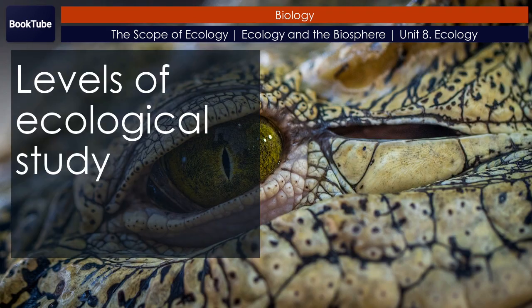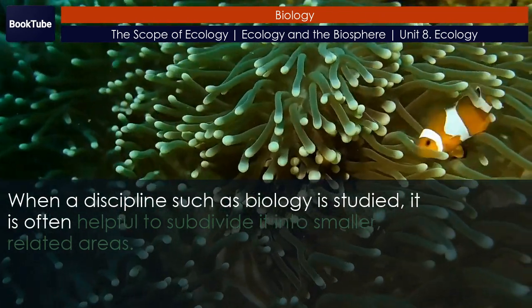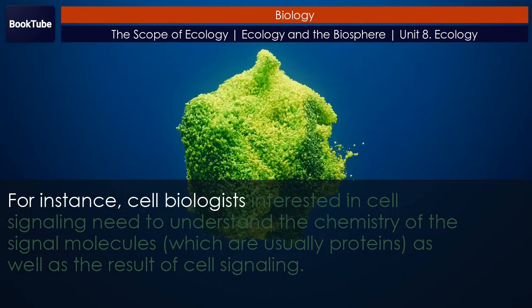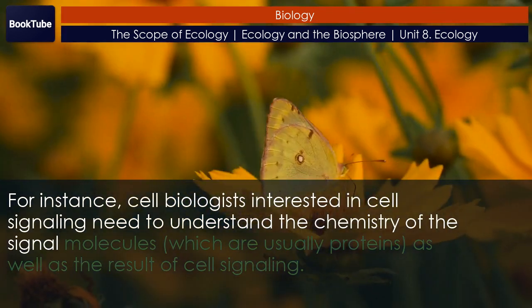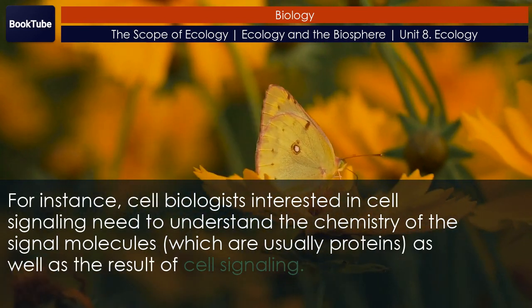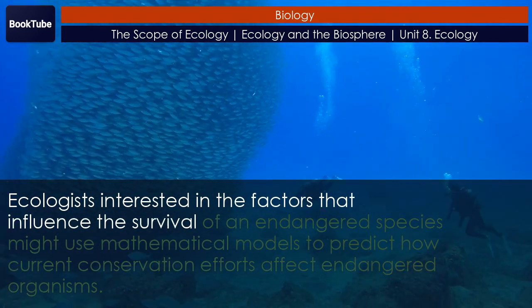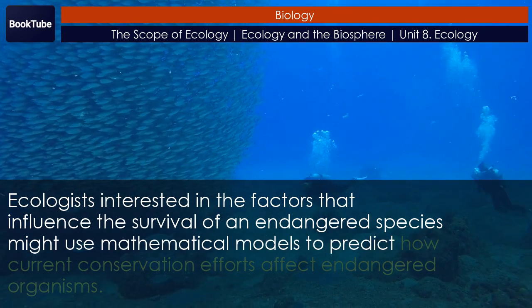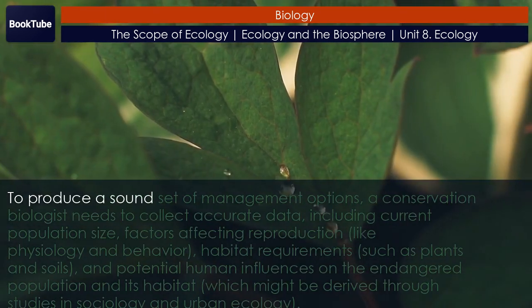Levels of ecological study. When a discipline such as biology is studied, it is often helpful to subdivide it into smaller, related areas. For instance, cell biologists interested in cell signaling need to understand the chemistry of the signal molecules, which are usually proteins, as well as the result of cell signaling. Ecologists interested in the factors that influence the survival of an endangered species might use mathematical models to predict how current conservation efforts affect endangered organisms, to produce a sound set of management options.